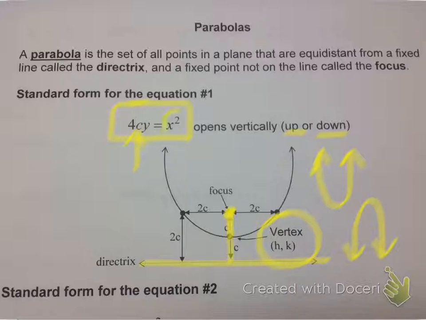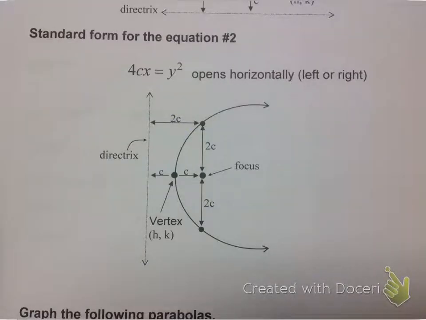That always has an x squared in its formula. If the 4cy is positive, the parabola opens up. If the 4cy is negative, 4cy is right here, by the way, then it opens down. Okay? We've dealt with that before. Positive opens up, negative opens down. All right. Going to the next type of parabola.